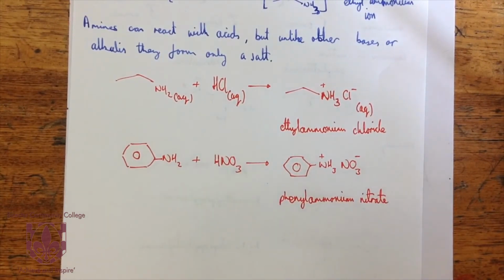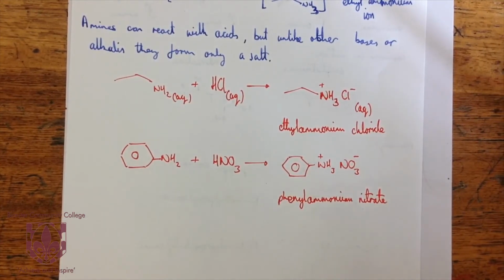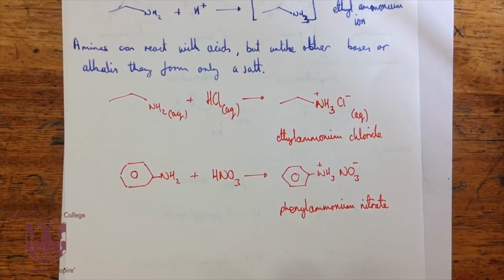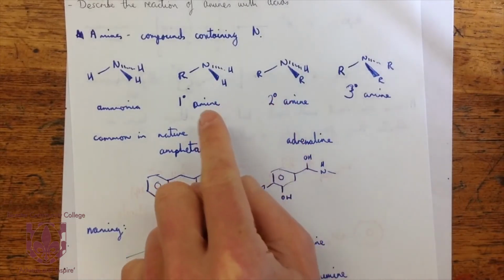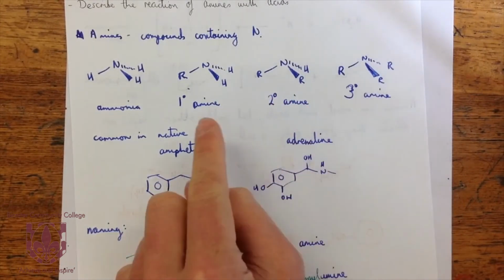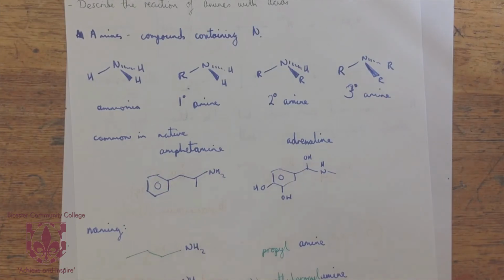Okay, so amines are bases. They react with acids to form only a salt. They have a slightly funny way of naming them, but it should be pretty straightforward, and we just have to be careful with the difference between how we do primary, secondary, tertiary amines and primary, secondary, tertiary alcohols.